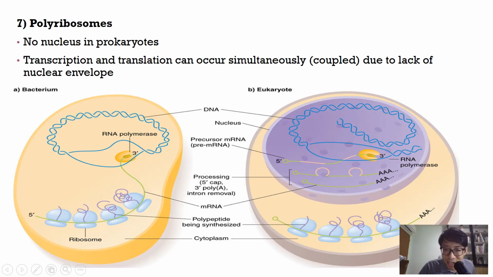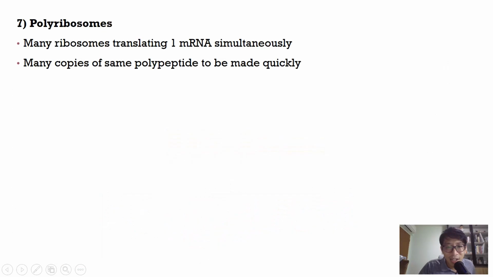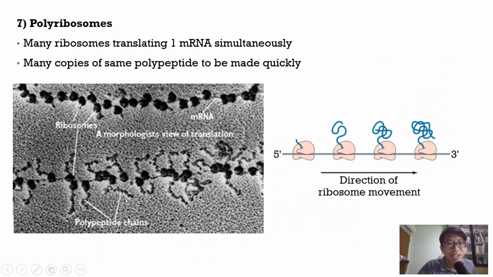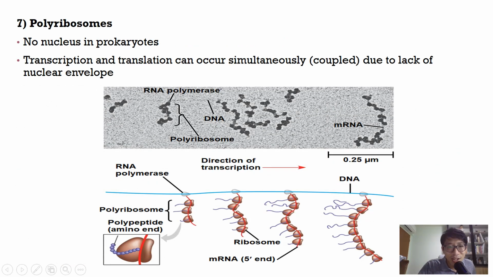You only see the polyribosome that we looked at here, which you can see in the eukaryote without the DNA. But the polyribosome with the DNA is only seen in the prokaryote. So when you see this, you know this is a prokaryote. The question doesn't have to tell you. So that's the polyribosome part.